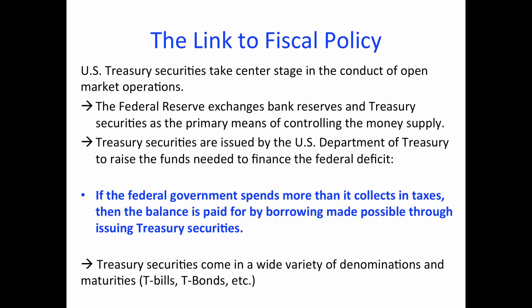Finally, it is important to mention the relation between monetary and fiscal policy. When the federal government spends more money than it collects in taxes, then the government faces a deficit. This deficit is paid for by borrowing from the public, which is made possible through issuing Treasury securities. And this is why US Treasury securities take center stage in the conduct of open market operations. As discussed before, the Federal Reserve exchanges bank reserves and Treasury securities as the primary means of controlling the money supply. And Treasury securities are used by the US Department of the Treasury to raise funds needed to finance the federal deficit.